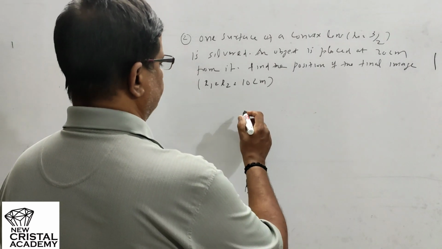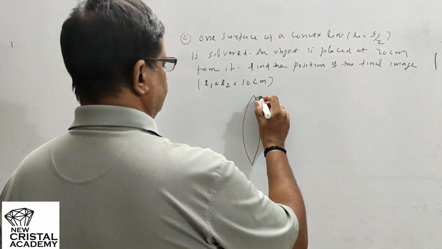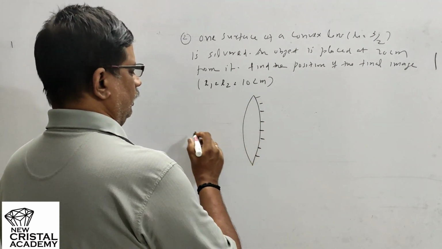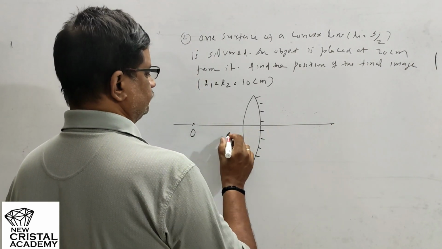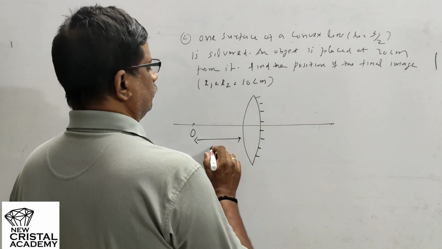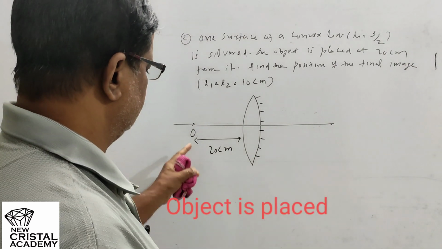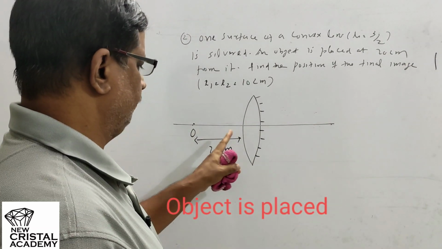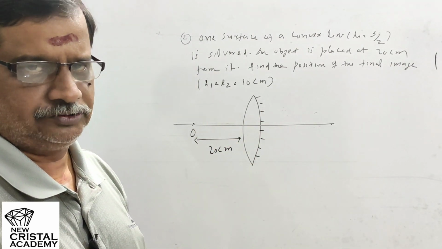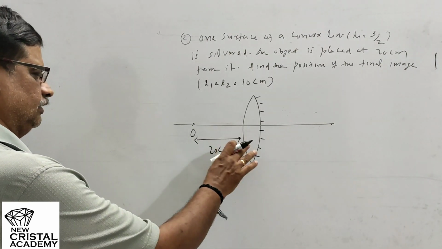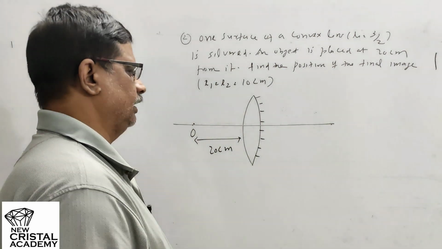So this is our ray diagram. Here we have a convex lens whose one surface is silvered, and this is the principal axis. I have placed the object at a distance of 20 cm from the lens. It is immaterial whether the distance of 20 cm is measured from this surface or this surface, because in our syllabus we are dealing with thin lenses only. So it is enough that you mark the distance from the object to the lens as 20 cm. Then we have to find the position of the final image.